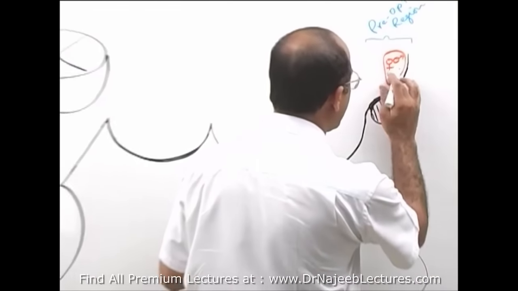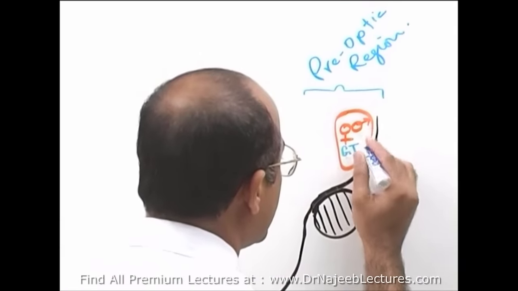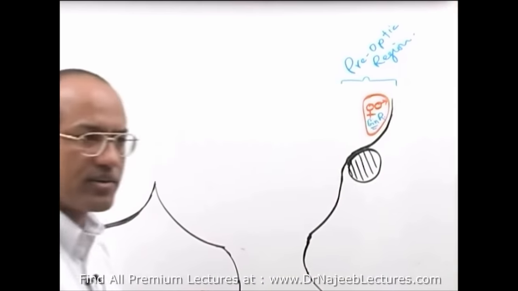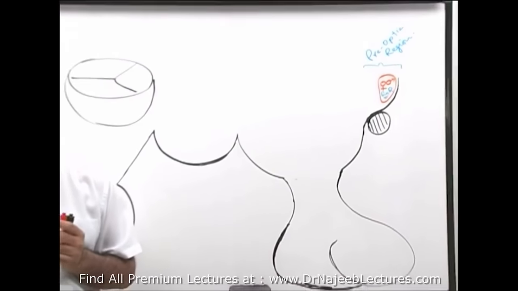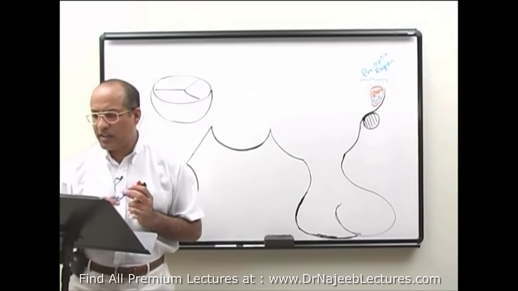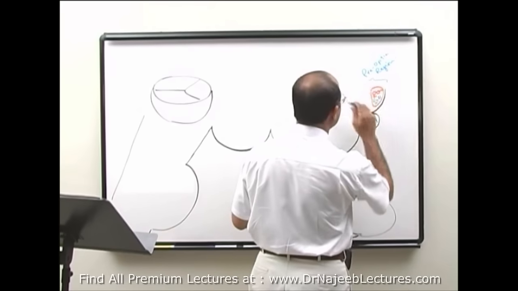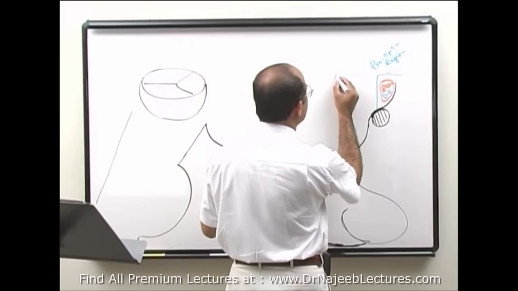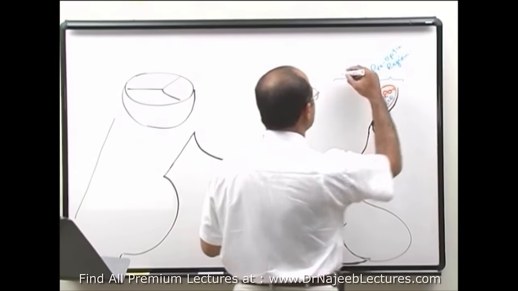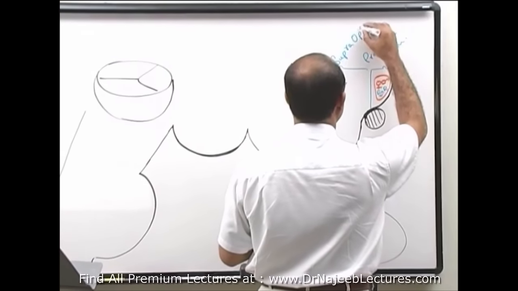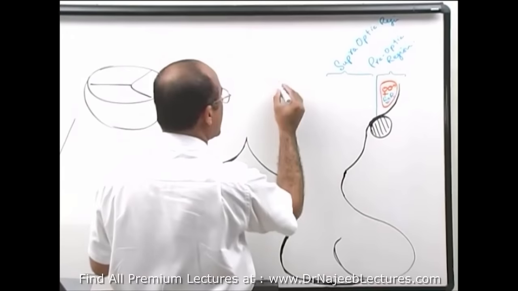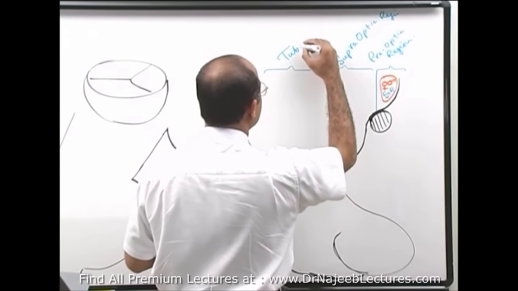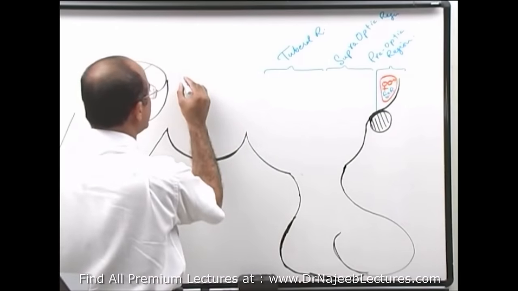What is released from here? Gonadotropin releasing factors. Is that right? They are also released from it. Any question up to this? Then more posterior, medially more posterior to the preoptic region, there is the supraoptic region. This was the preoptic region, and now here there is another region, the supraoptic region. And more lateral and posterior to that, there is the tuberal region.